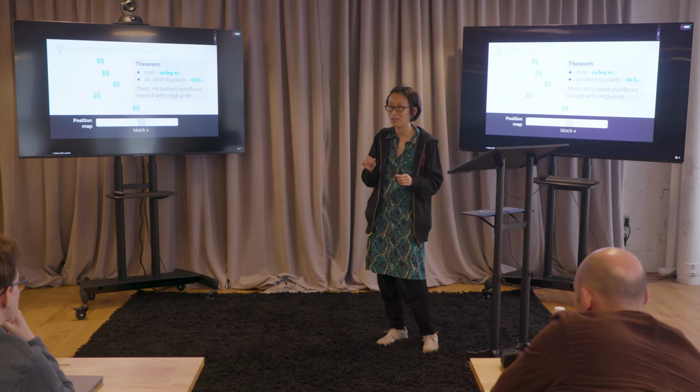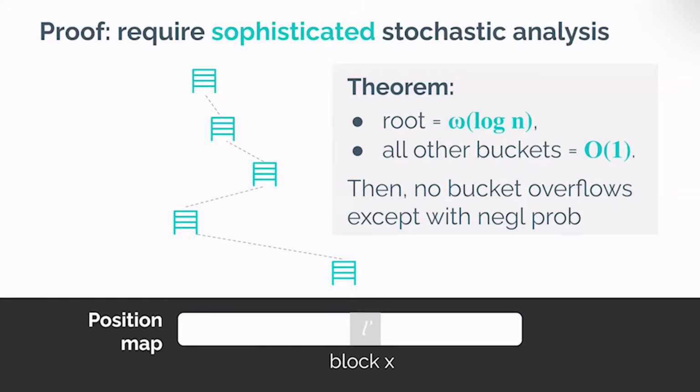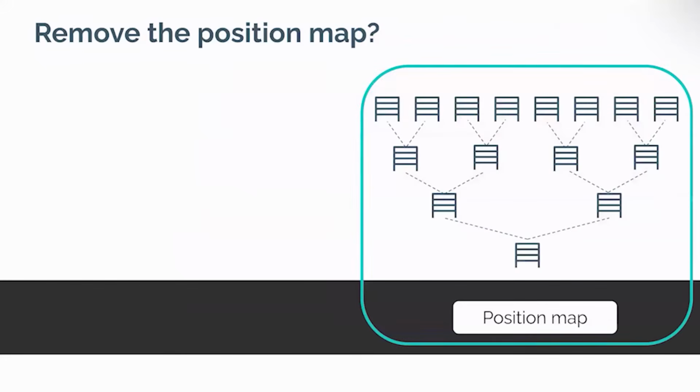This proof is non-trivial. Even though the scheme looks like it's almost trivial, the proof is non-trivial. And thankfully, the proof is non-trivial, because otherwise, reviewer B would have said, your paper is trivial, reject, reject. Okay, yeah, this proof requires some sophisticated stochastic analysis of this randomized process.